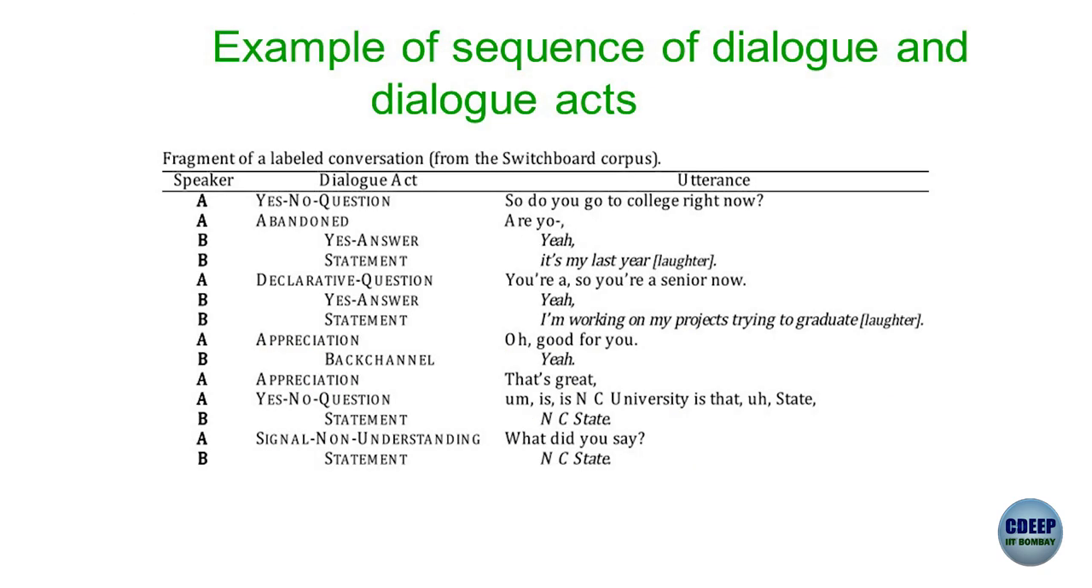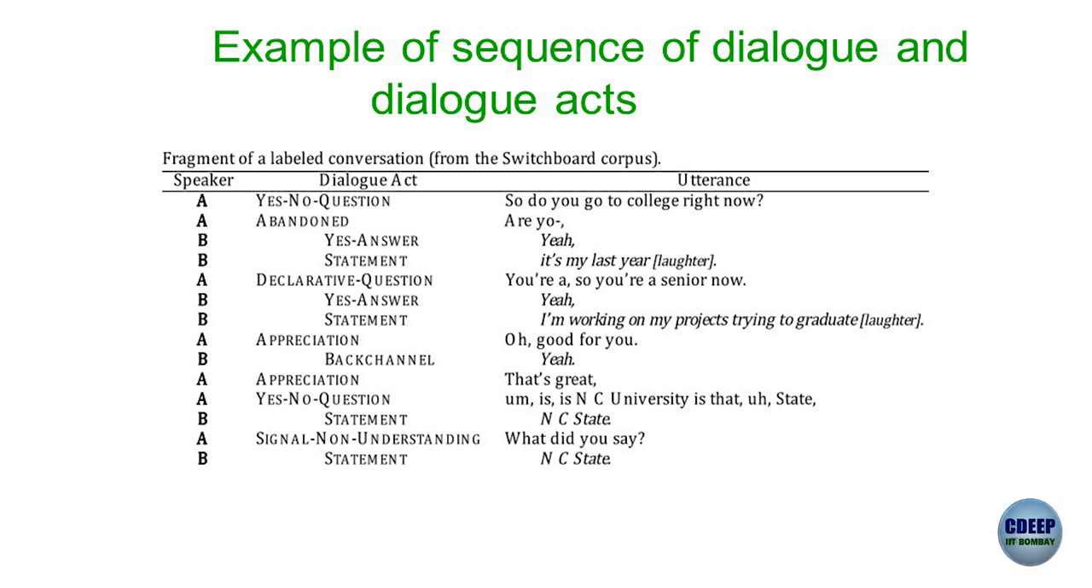There is a dialogue between A and B. A asks, so do you go to college right now? B says something. Are you okay? Then B says, yeah. Then again B says, it is my last year. And there's a short laughter also. Then A says, you are a senior now. So this is an example of disfluency. Wanted to say you are something and then changes track and says, so you are a senior now. B says, yeah. Then again B says, I am working on my projects trying to graduate.